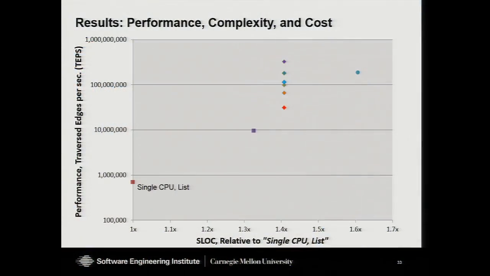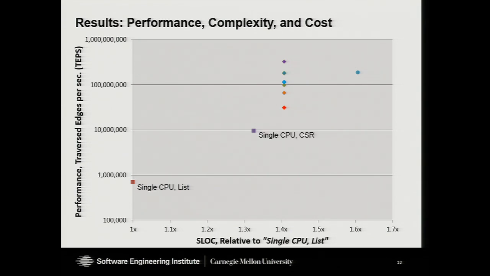Okay, so on the bottom of this chart is a measure of complexity. It's lines of code, and we use a single CPU list implementation. It's a very simple graph traversal implementation as our baseline. It's our 1 times the amount of lines of code. And up on the y-axis is a log scale of performance in traversed edges per second. And you can see that our standard implementation, single CPU list, is about 1 million edges per second. One CPU.